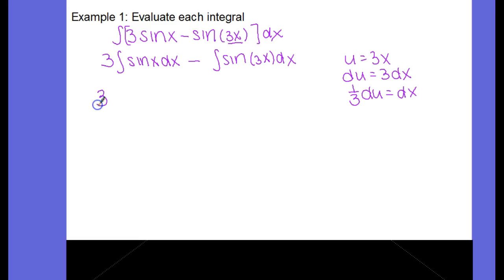So you get 3. Antiderivative of sine becomes negative cosine. Good. Minus, there's my 1/3. And again, it's like negative cosine u, but we know u is 3x.